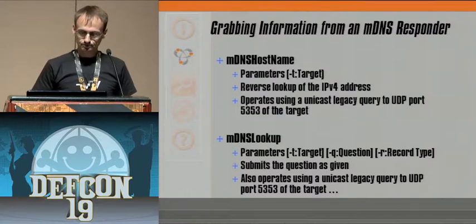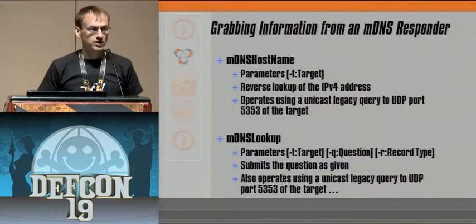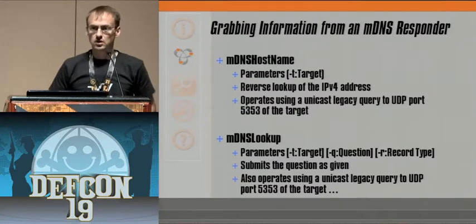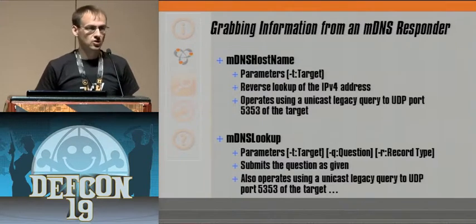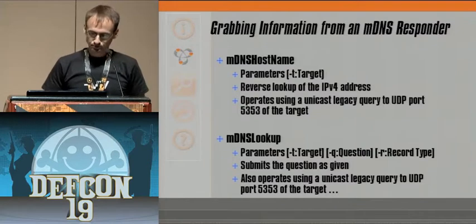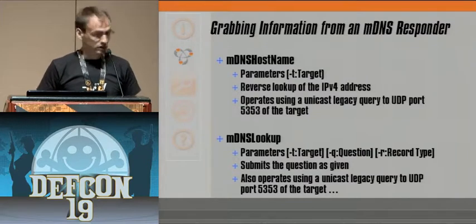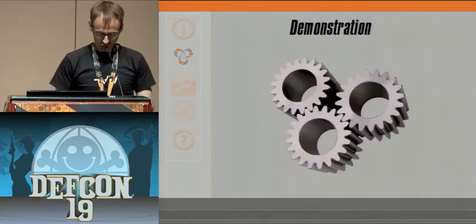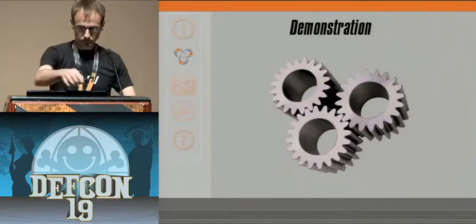There's the parameters there. And now it's important to realize that it submits the question as given. If you fat finger it or screw it up, you're out of luck. So if you don't get an answer, especially in situations when you were expecting an answer, go ahead and reevaluate that to make sure that your question is correct. And it also operates using unicast legacy query to UDP port 5353 of the target. I'm going to go ahead and do a demonstration of that real quick. I have a host here.